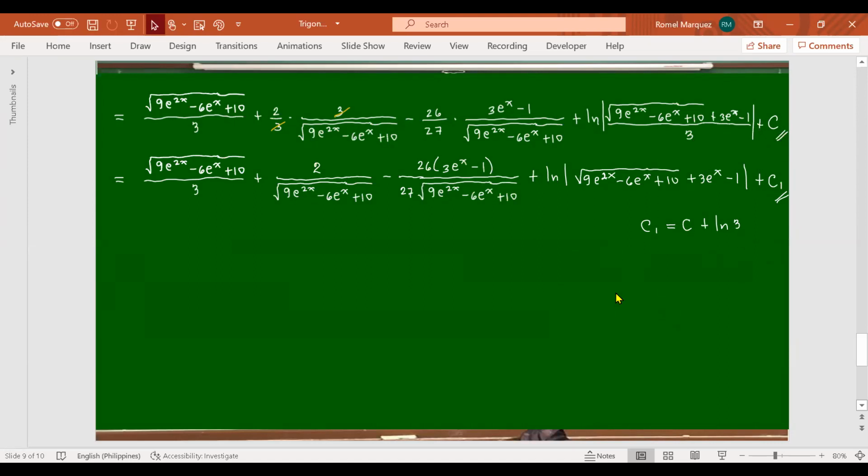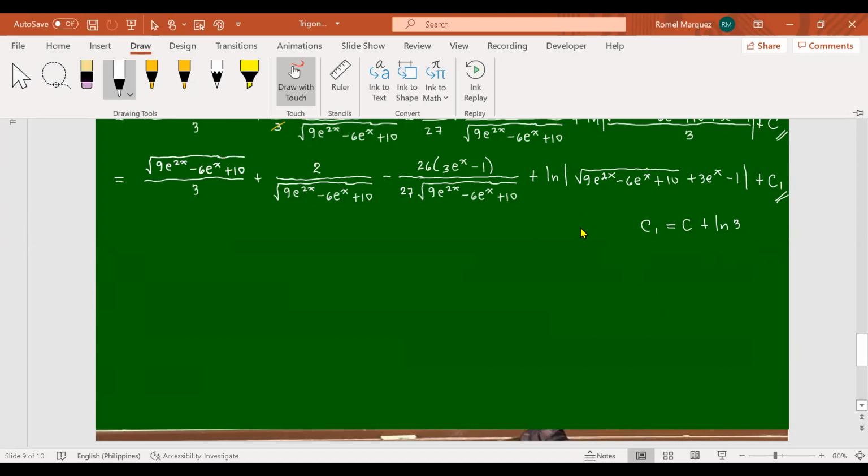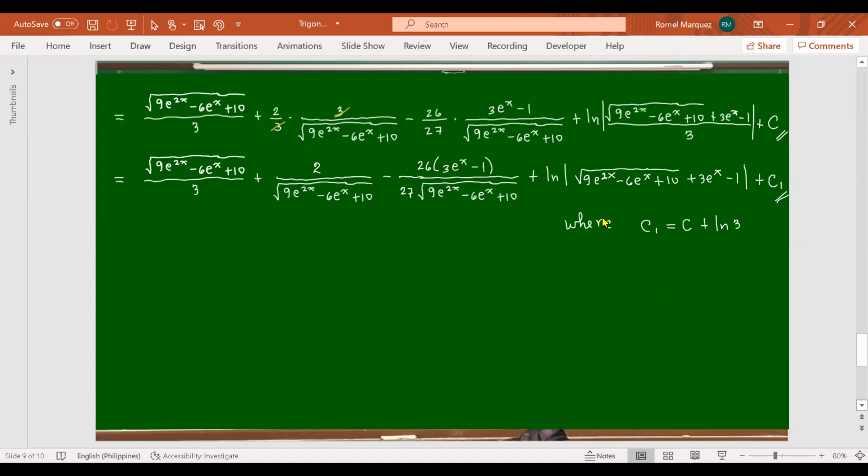Is that clear, guys? Guys, may na-miss ba ako, guys? Paki-check before we leave. Guys, if I'm going to combine this 2 times plus 26, over 27, yun na lang ang co-combine nyo. Okay, guys? You may leave now if you want.